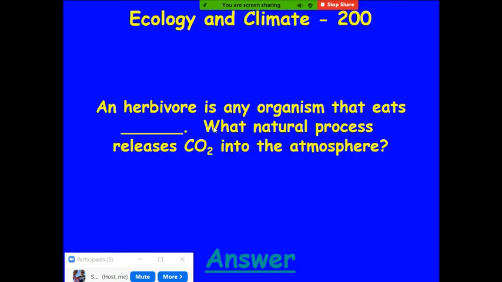All right, here we go. An herbivore is an organism that eats what? What natural process releases carbon dioxide into the atmosphere?